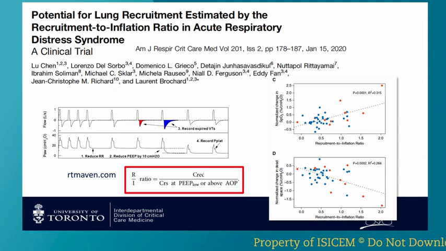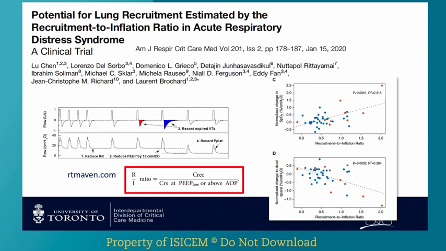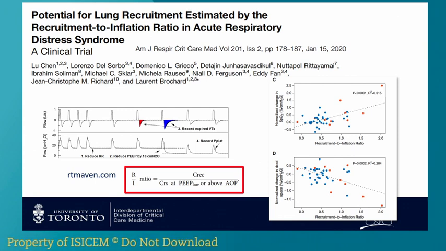You can detect this in an easy way. I'll show you in a second. This is the last slide on recruitment to inflation ratio. You can see here, here's our pre-breath, here's our single breath as we went from PEEP of 15 to 5, and those are the two values that you're going to use to calculate the RI ratio.